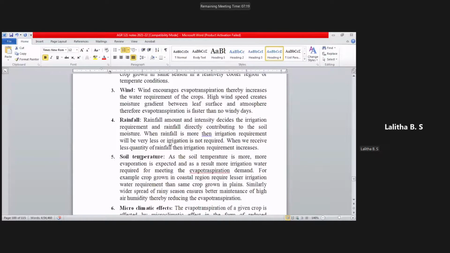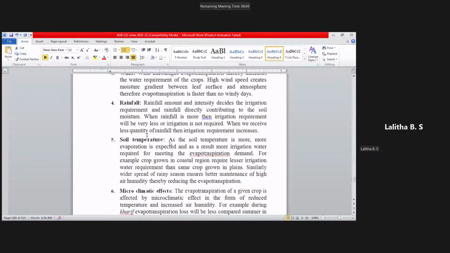Then rainy days. Rainfall amount and intensity decide the irrigation requirement. When rainfall is more, the irrigation requirement will definitely be less. When we receive less rainfall, say just 10 mm or 5 mm per day, then within 2 or 3 days we need to irrigate the crop. Or else, if we receive maybe 50 mm of rainfall, then for another 1 week or 10 days there is no need to irrigate.